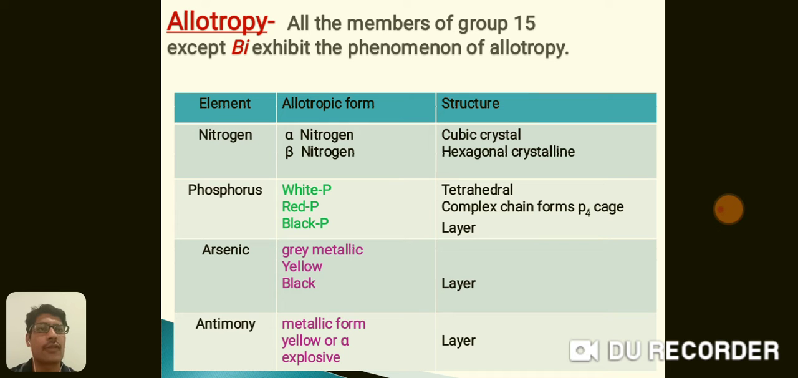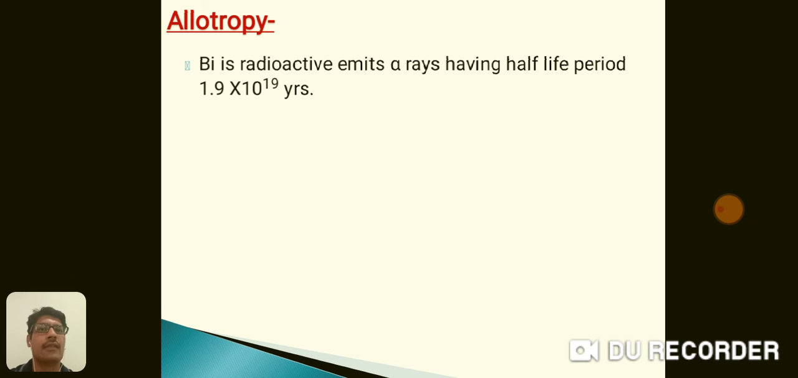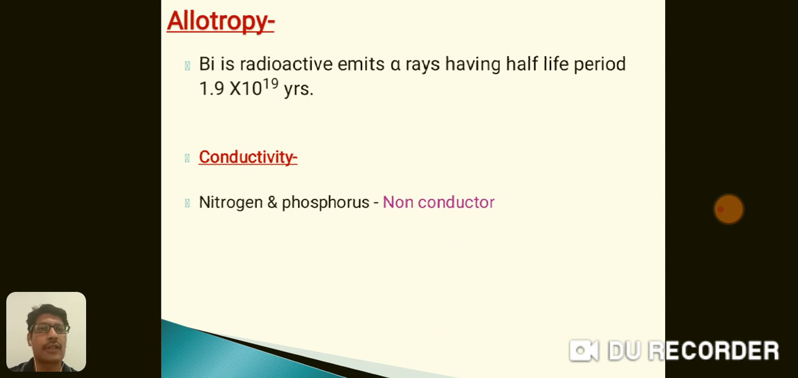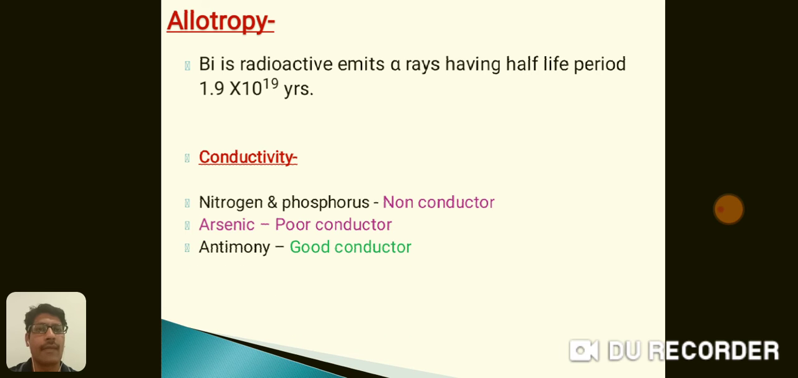Alpha nitrogen shows cubic crystals, beta nitrogen shows hexagonal crystals, white phosphorus is tetrahedral, red phosphorus has complex chain forms, and black phosphorus has a layered structure. Grey metallic, yellow and black arsenic all show layer structure, and all the antimony allotropic forms show layer structure. Bismuth is a radioactive element, the only radioactive element in the group. Now conductivity: nitrogen and phosphorus are non-conductors, arsenic is a poor conductor, antimony is a good conductor, whereas bismuth is a very good conductor because it is the only metal.